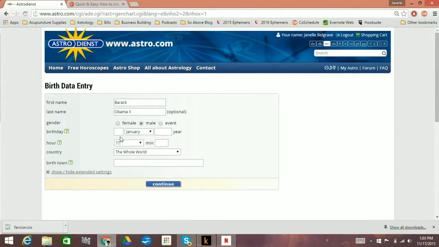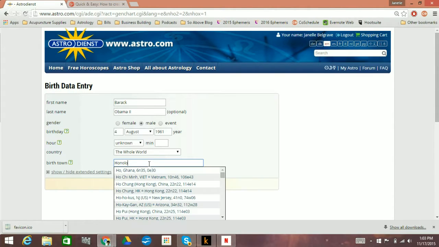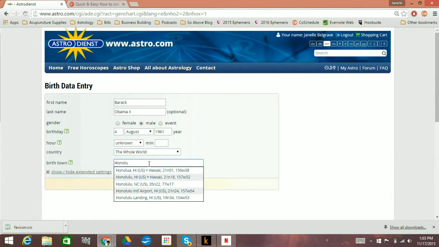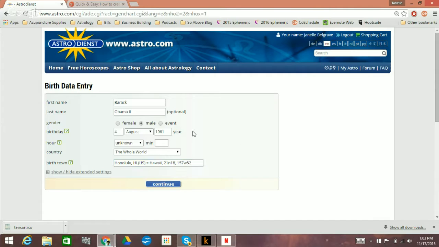And this happens a lot. Sometimes we just don't have our birth times. Sometimes our mothers don't remember. Sometimes we don't have our birth certificates. Things like that happen. It totally happens all the time. Let's say we don't know the hour of birth. So let's just say unknown, okay? Let's go to Honolulu. We don't know the time of birth.